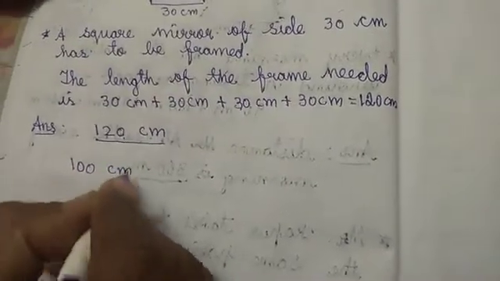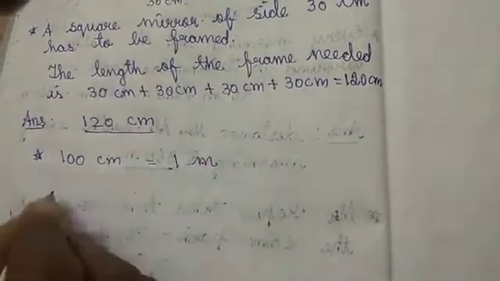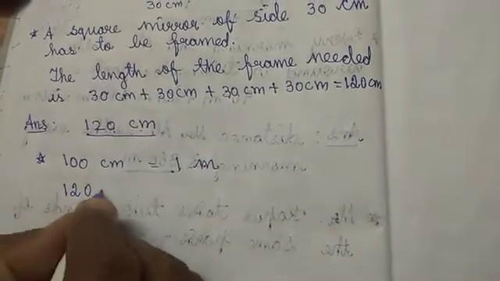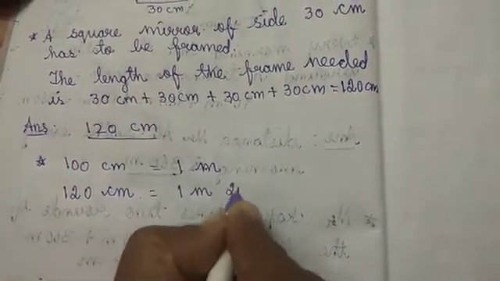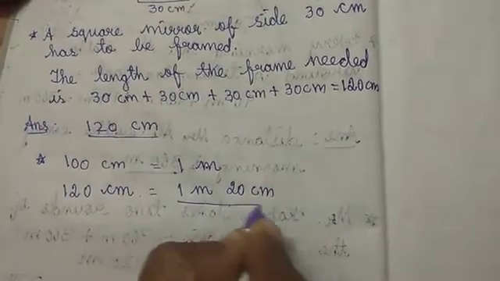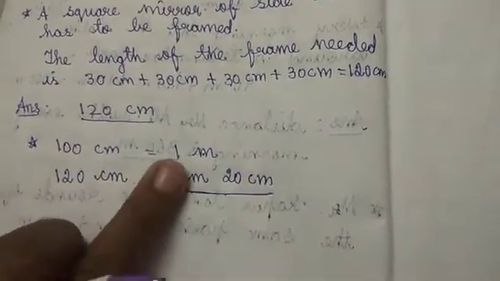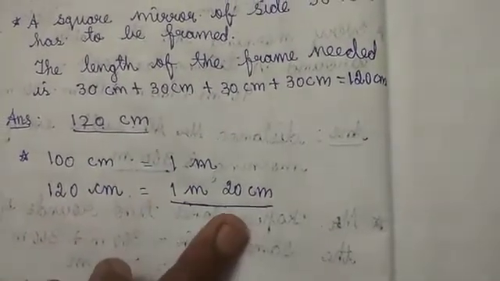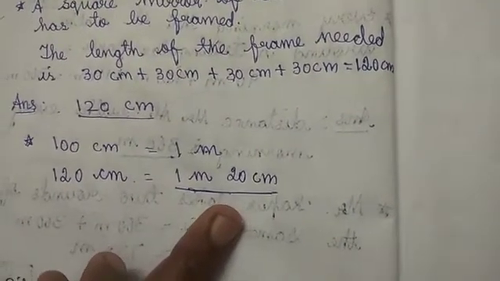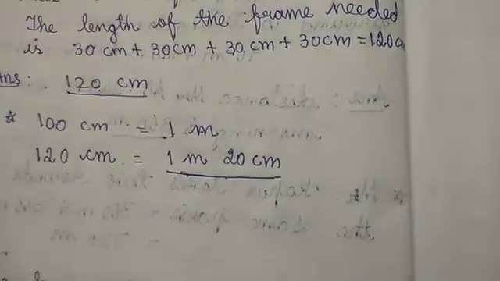So, see, 100 centimeter is equal to what, children? 100 centimeter is equal to 1 meter. Then 120 centimeter is equal to what, children? 1 meter and 20 centimeter. So, this is the second answer. Okay, children? 100 centimeter is equal to 1 meter. So, 120 centimeter means what will come? 1 meter, 20 centimeter. Okay, children? Are you thorough in the third one? Okay. Now, we'll see the fourth one.